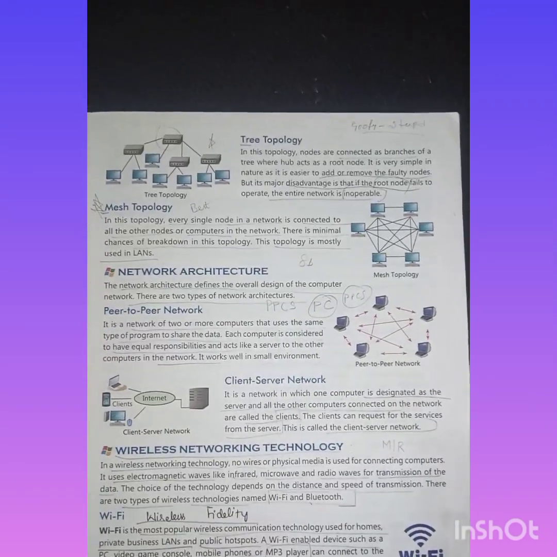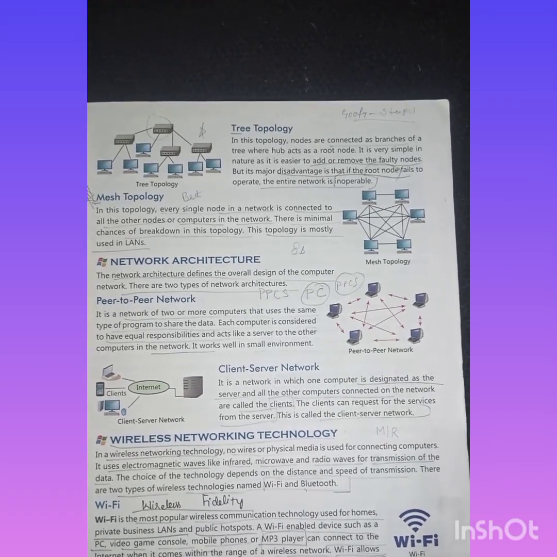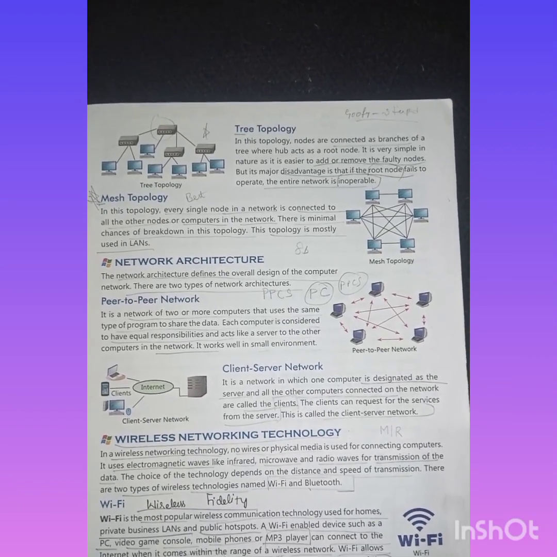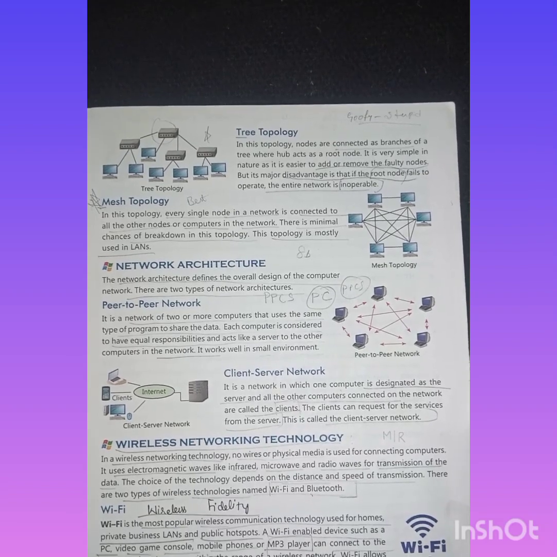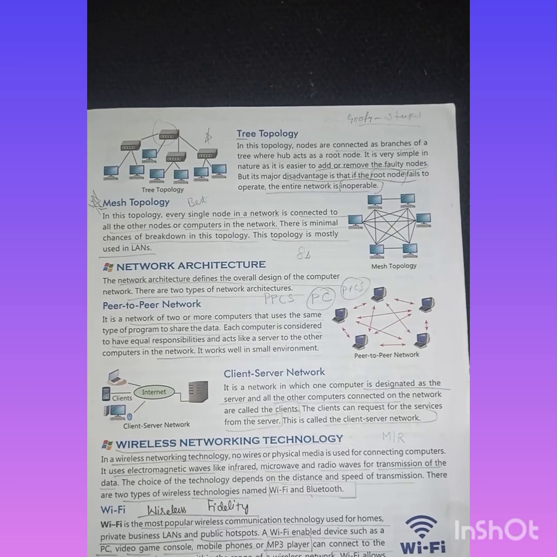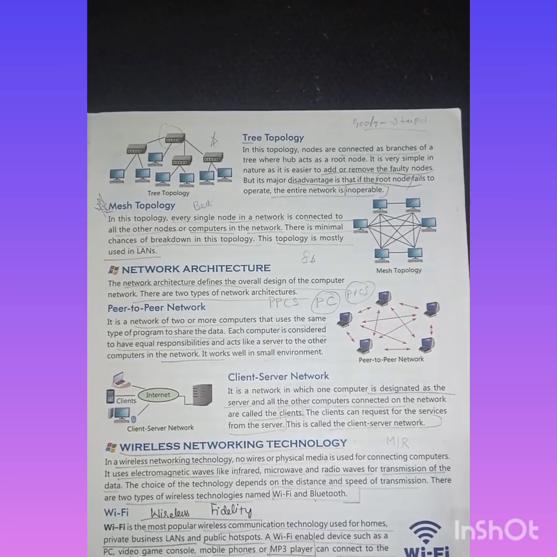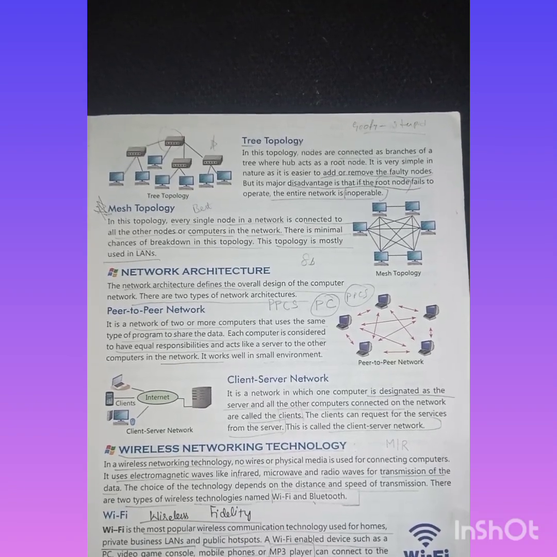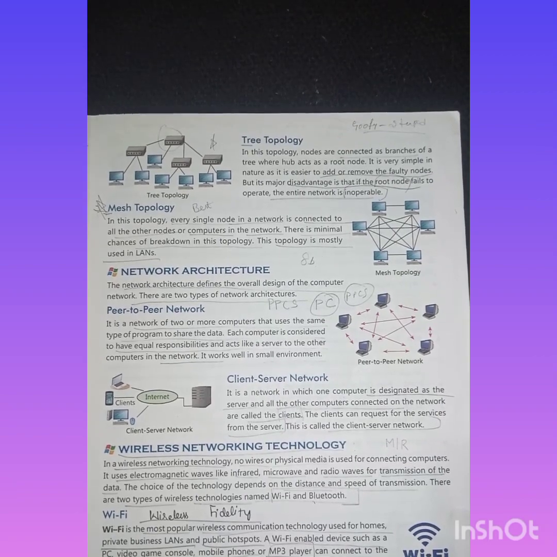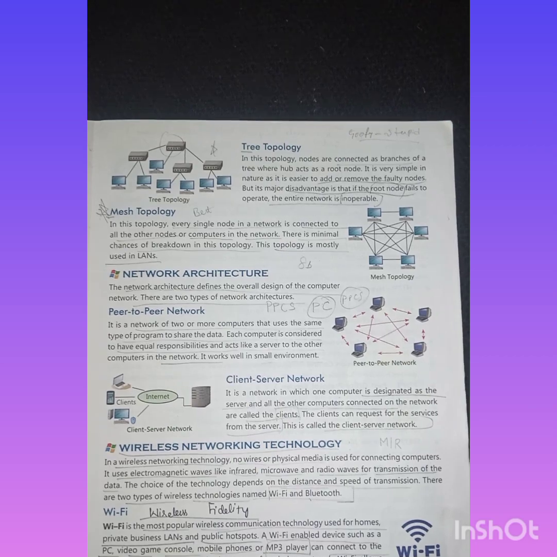Next is regarding tree topology. In this topology, nodes are connected in the form of branches of a tree where the hub acts as a root node. It is very simple in nature as it is easier to add or remove faulty nodes, but its major disadvantage is that if the root node fails to operate, the entire network is inoperable. That means if the root node, that is the base node, fails, then the whole network fails.